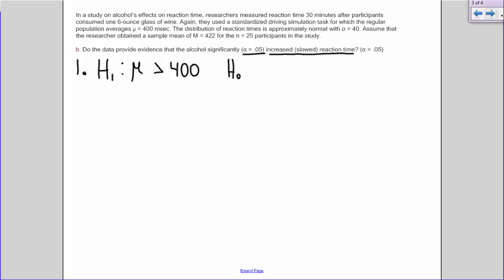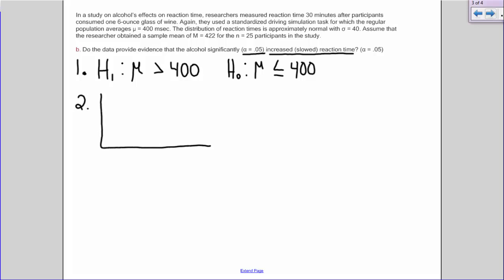And so the null is just saying everything else, right? So if it's not greater than, it's what? Less than or equal to, right? So maybe drinking decreased reaction time, or maybe it's really no different. So that informs what the picture of our critical region looks like in step 2.